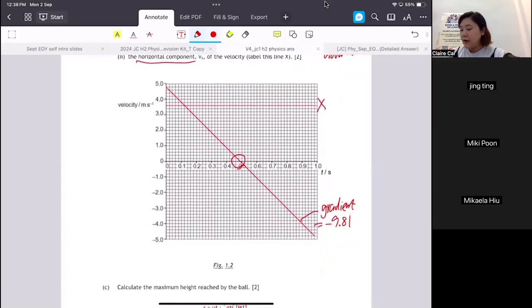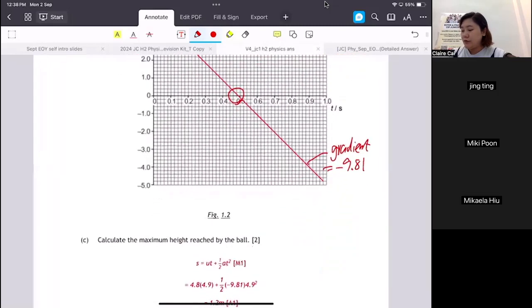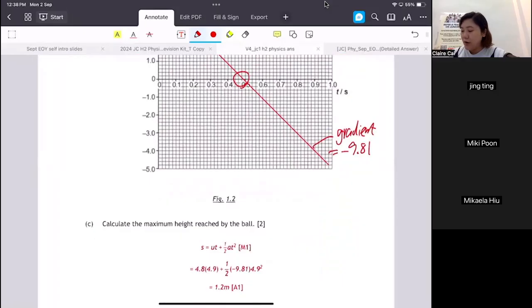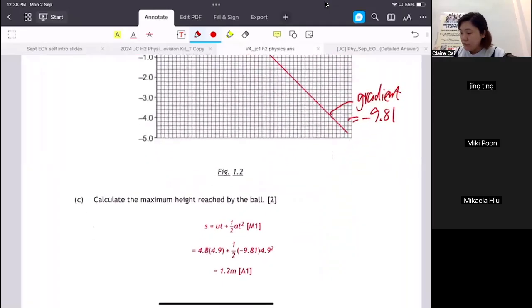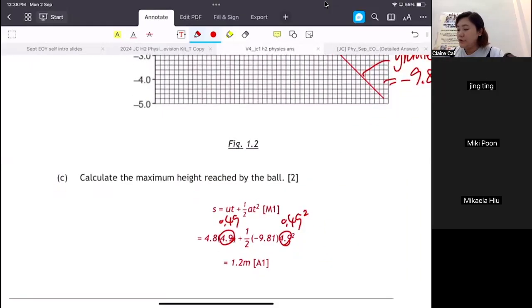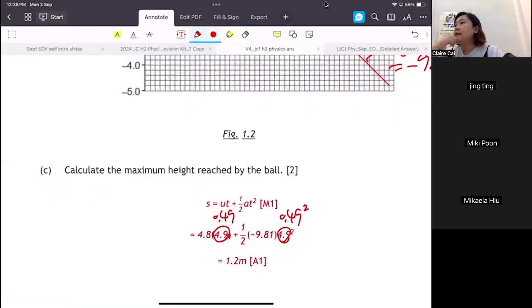Okay, then to calculate the maximum height reached, we can use the time we already have. The time given when it hits the ground should be 0.49. Okay, I think there's a typo over here. 0.49 seconds. Yeah. So use the formula. At 0.49 seconds, you reach your maximum height. So use S equals UT plus half AT squared. Then you can find the maximum height is 1.2 meters.